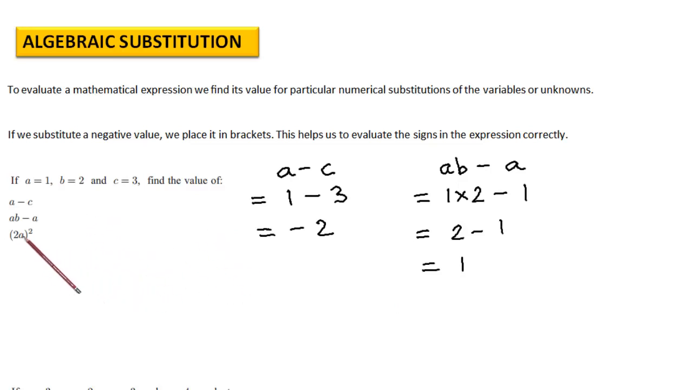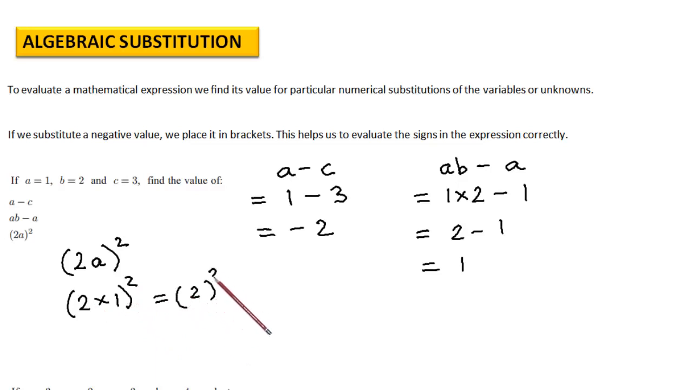Now what about this 2A squared? So we write 2A the whole squared. Remember, we also have the brackets. So what do you mean by 2 multiplied by A? It is 2 multiplied by 1 the whole square, and that is nothing but 2 ones is 2. So we have 2 squared, and that is 4. So the value of 2A the whole square is 4.